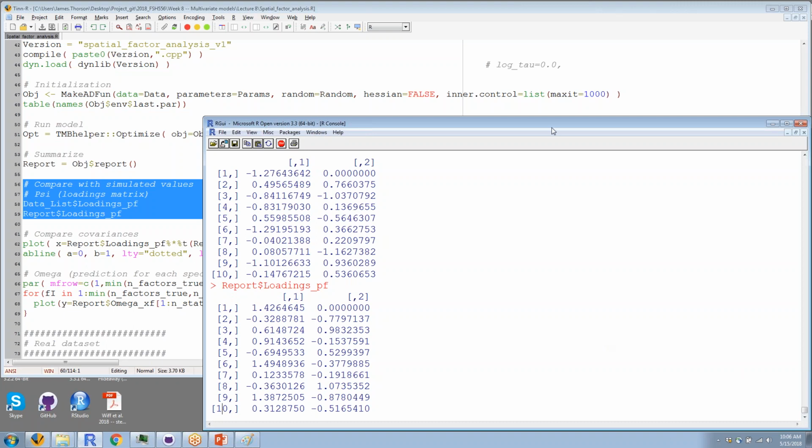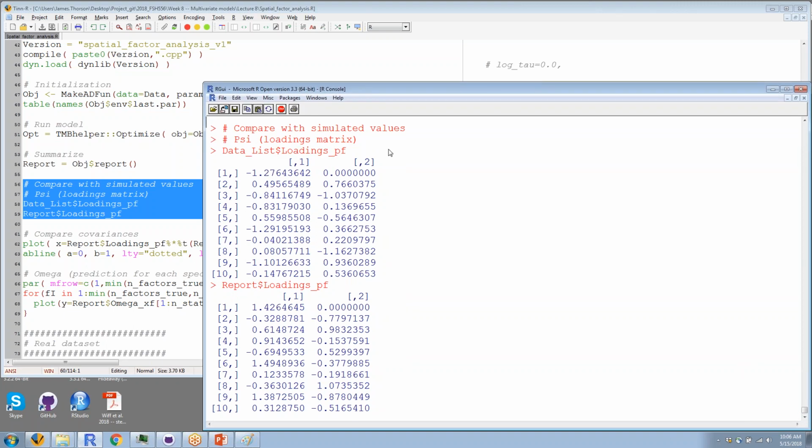So the top one is the true factor model, the true factor loadings matrix, and the bottom one is the estimated loadings matrix. Any thoughts on how these compare? Well, it's multiplied by -1. Yeah, so one obvious thing is that this one looks pretty close to this one, except multiplied by -1.